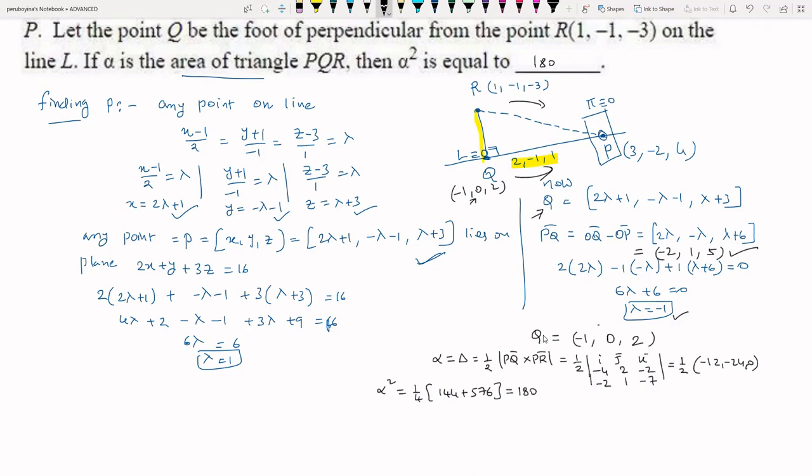So here they are saying alpha square. So do it whole square and calculate the magnitude. 12 square is 144, 24 square is 576. And of course, divide by 4, you will get 180. So 180 will be the answer for this question.